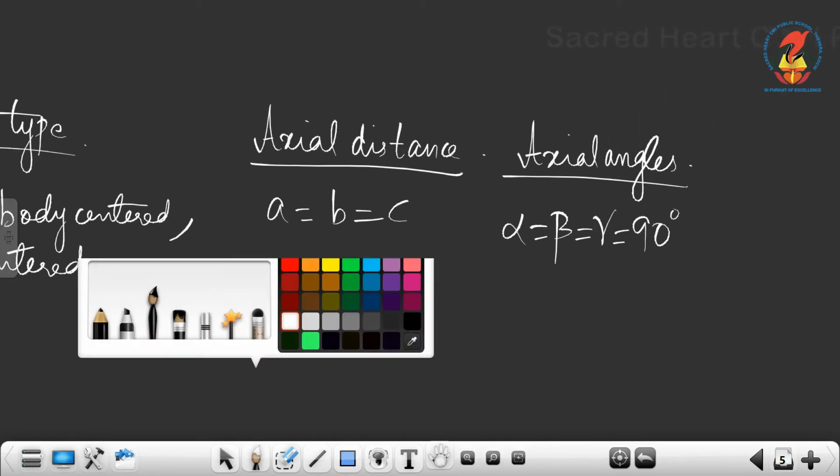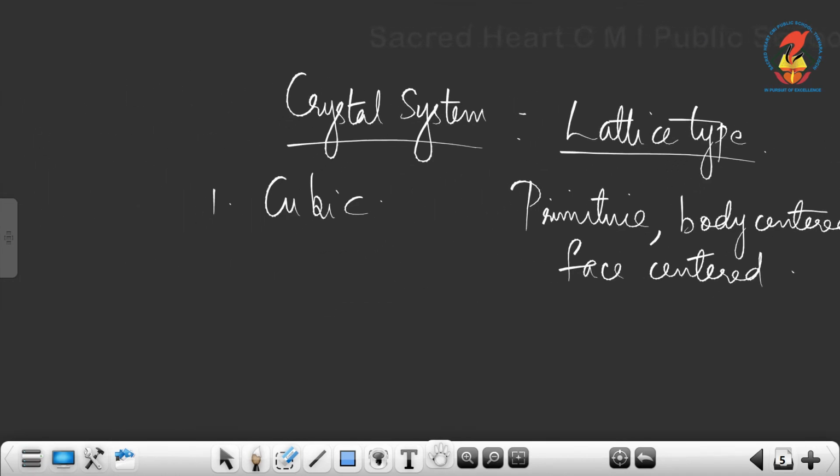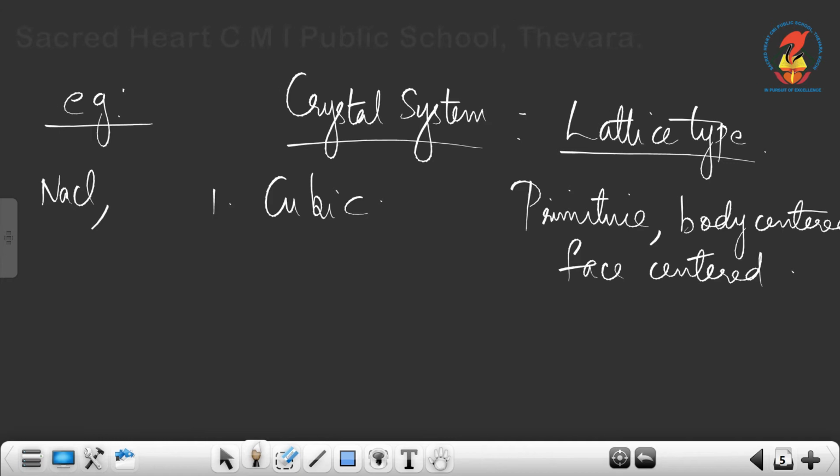And the example for cubic crystal system, I'll write the examples here. Example for cubic crystal system is sodium chloride, then copper. These are the 2 examples for a cubic crystal system. So if you look at the crystal structure of copper atom, it has a cubic crystal structure.